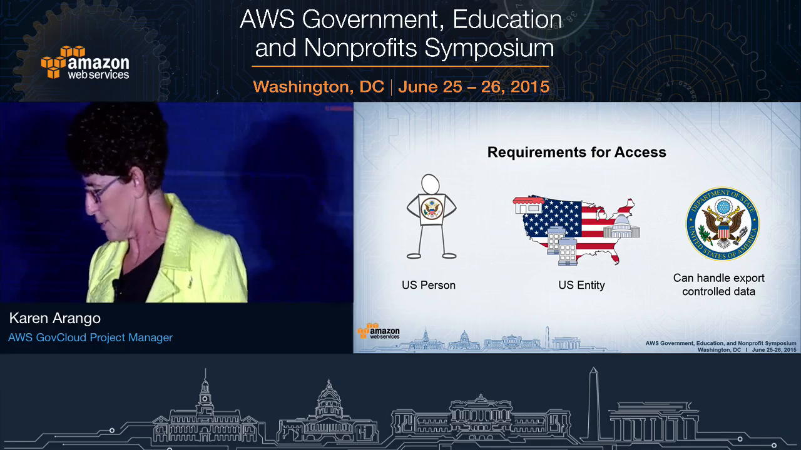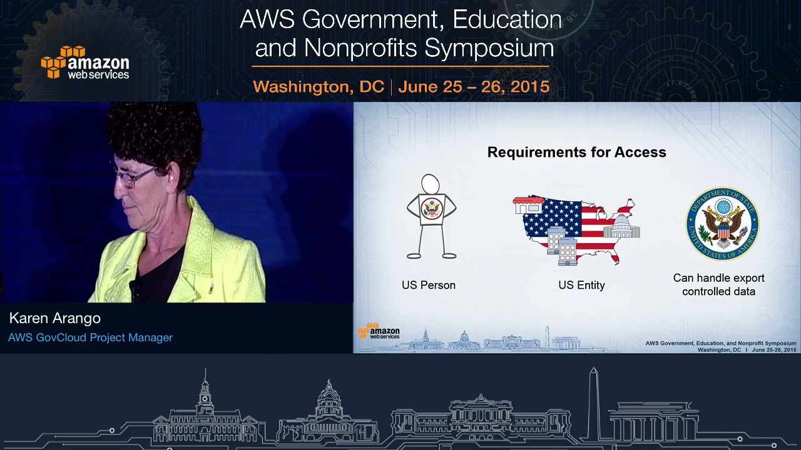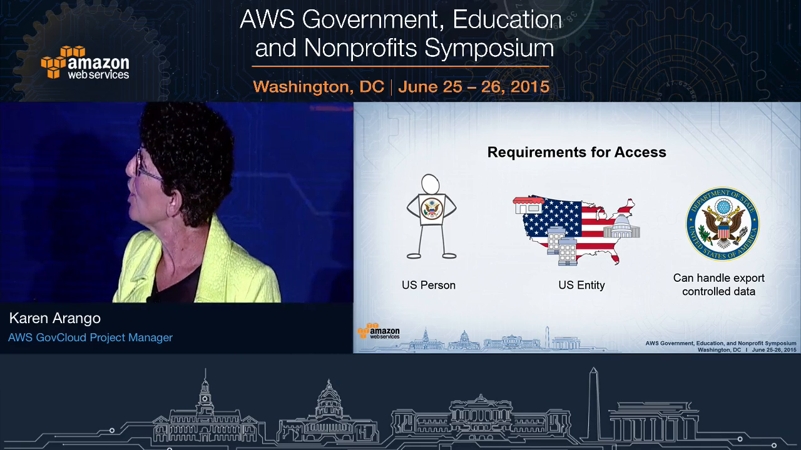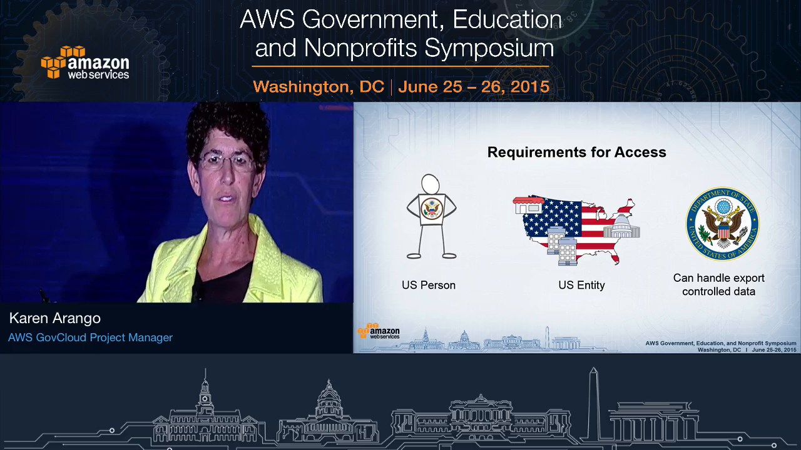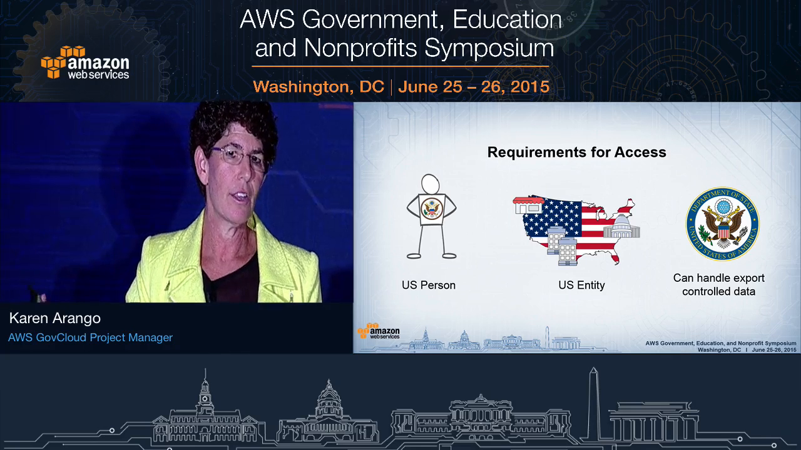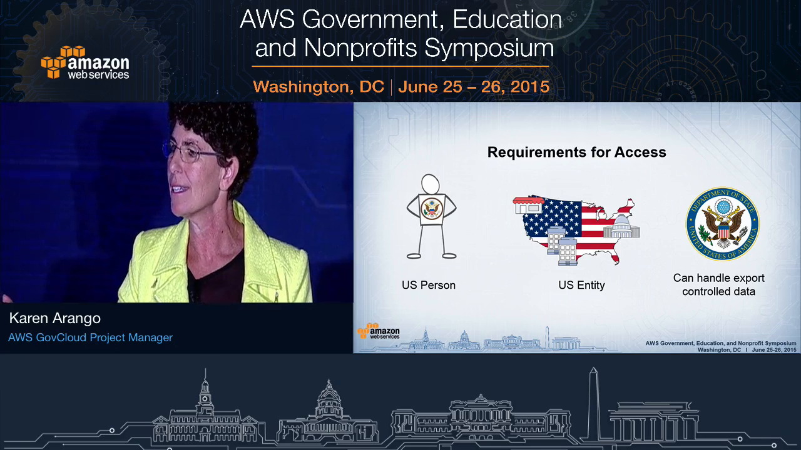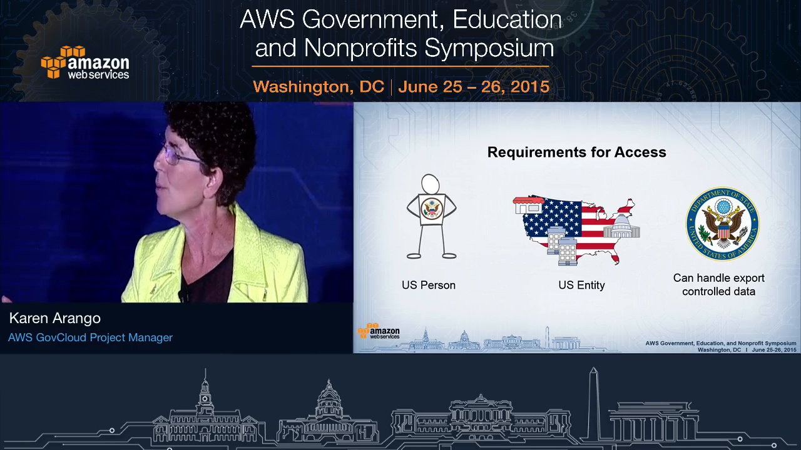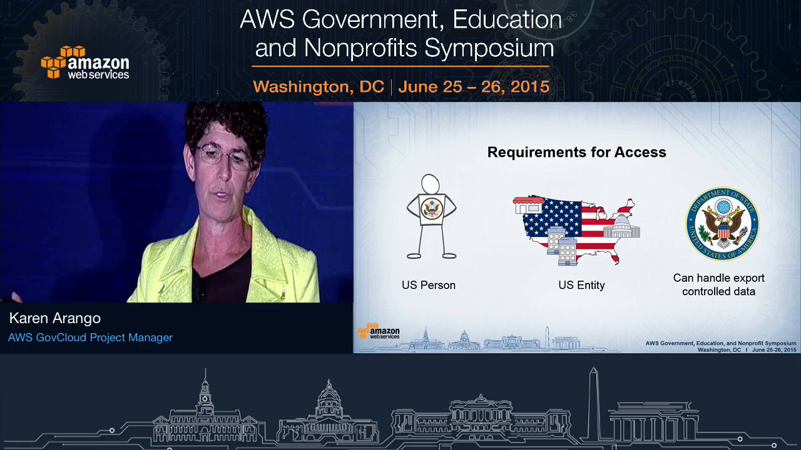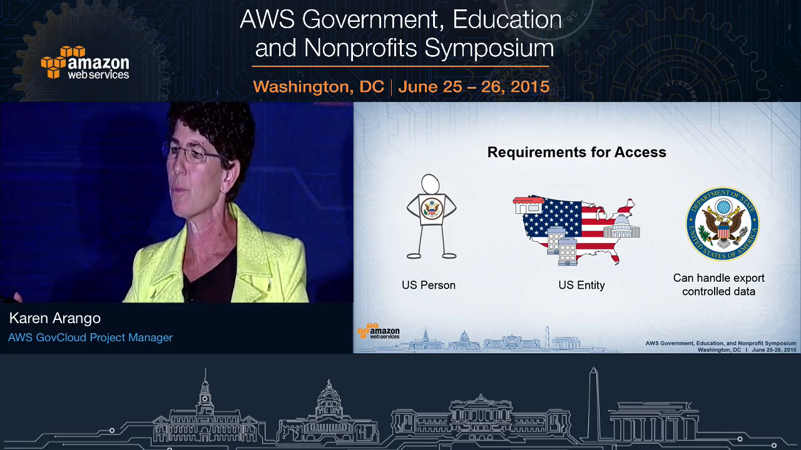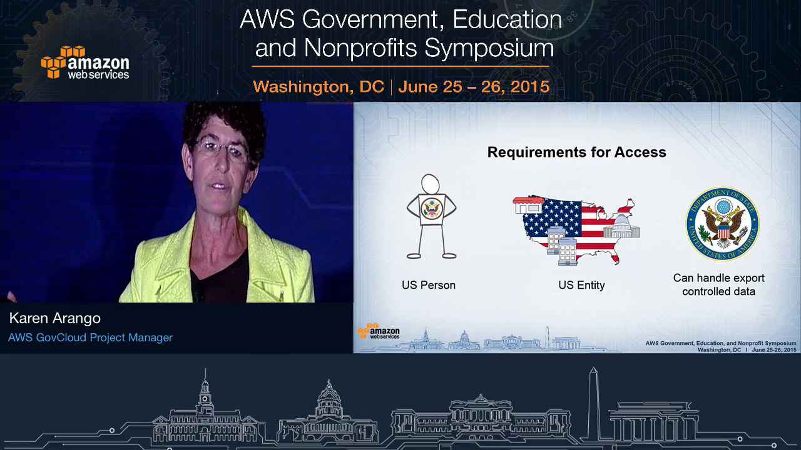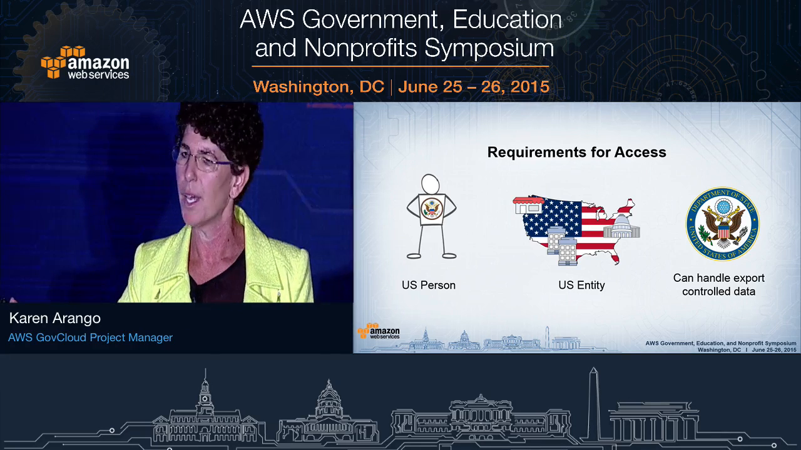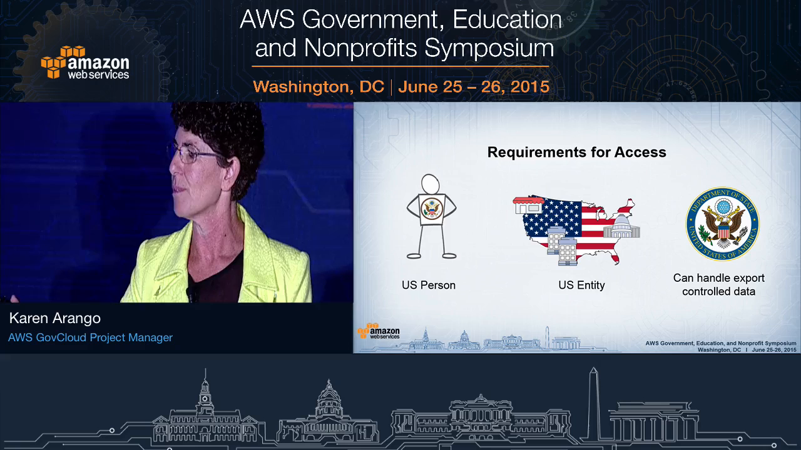All right, so you're like, that's cool. How do I get in? Right? So requirements for access. You have to be a US person, and you have to be working for an entity that is incorporated to do business in the United States, or US entity. And you have to be able to handle export control data. So really, it's kind of in the reverse. If you're not on the barred list for handling export control data, if your organization or you personally aren't, then you are allowed access into the region.